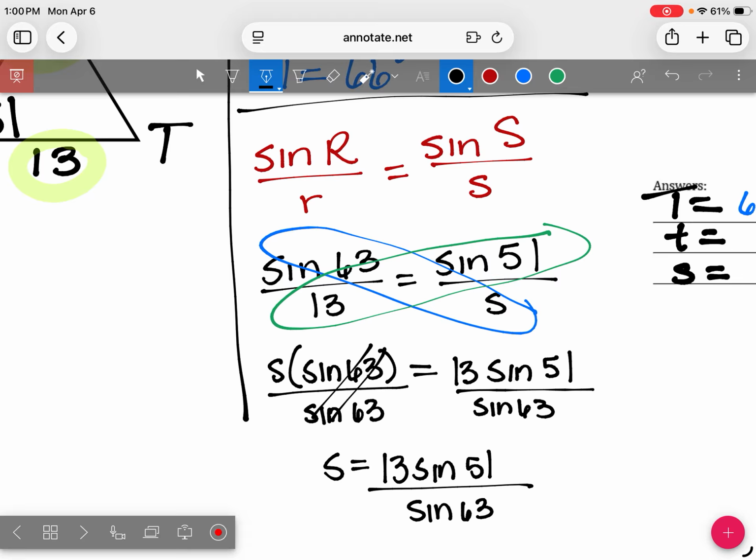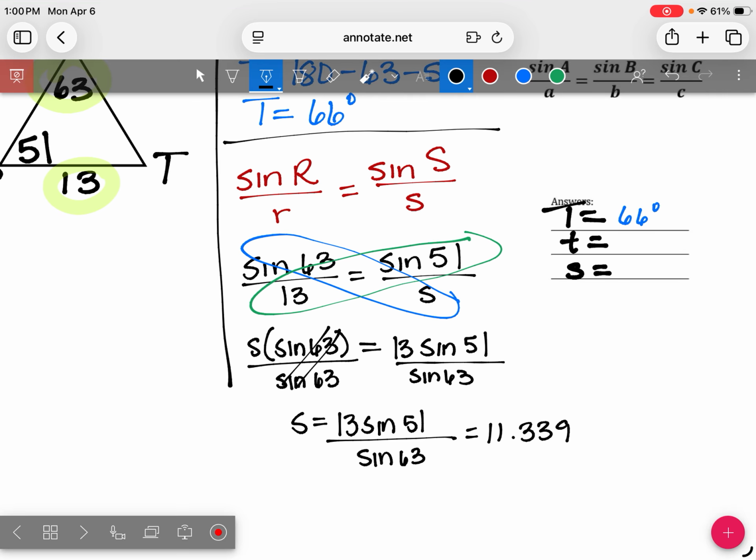All right, so I got 11.339. Did anyone else get that for little s? 11.339.